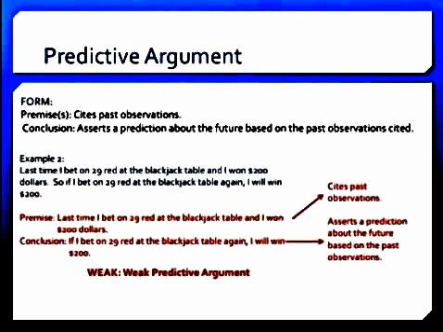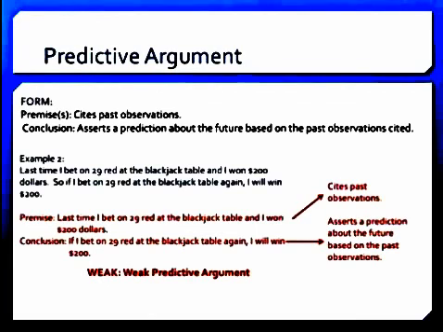Here is an example of a predictive argument that is actually a weak predictive argument. Last time I bet on 29 red at the blackjack table and I won $200. So if I bet on 29 red at the blackjack table again, I will win $200. Notice how this argument actually has the same form or pattern of reasoning as the inductive argument previously discussed. You have here a premise that cites past observations. In this case, the premise states, last time I bet on 29 red at the blackjack table, I won $200.